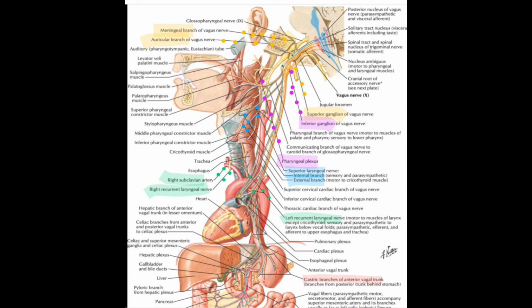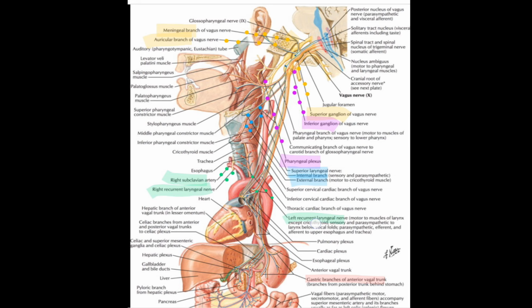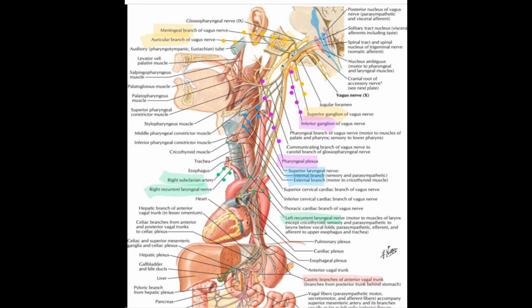And what is the function of the recurrent laryngeal nerve? It is motor to the muscles of the larynx. All the muscles of the larynx will be supplied by the recurrent laryngeal nerve except which one? Cricothyroid. Cricothyroid is supplied by the superior laryngeal nerve. Okay. And the superior laryngeal nerve was sensory above the vocal cords. Below the vocal cords, the sensation is by the recurrent laryngeal nerve.